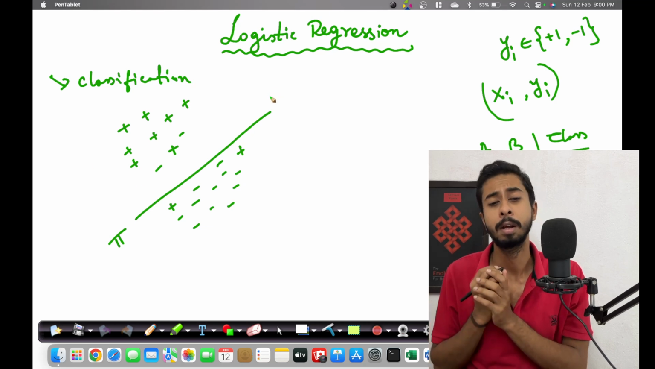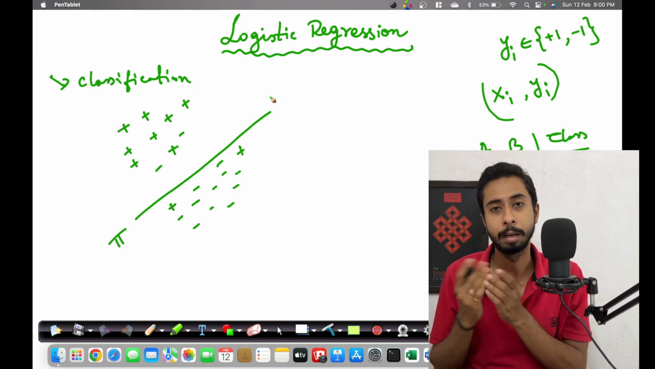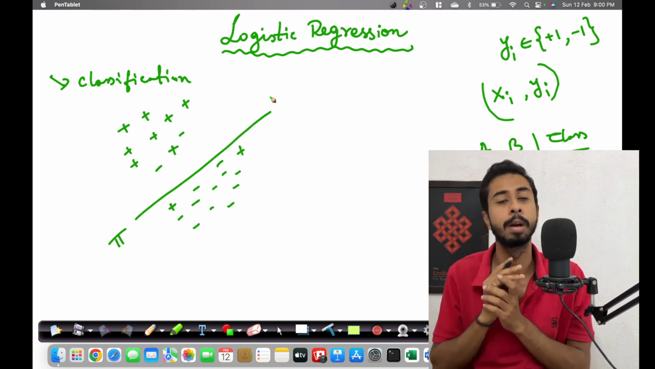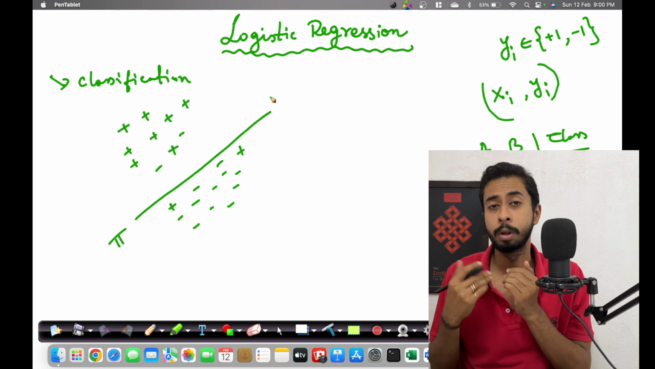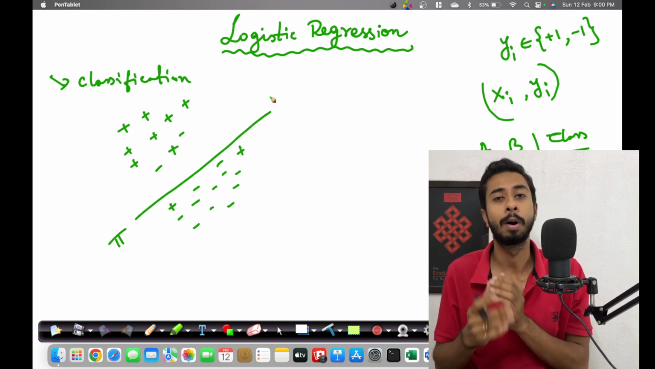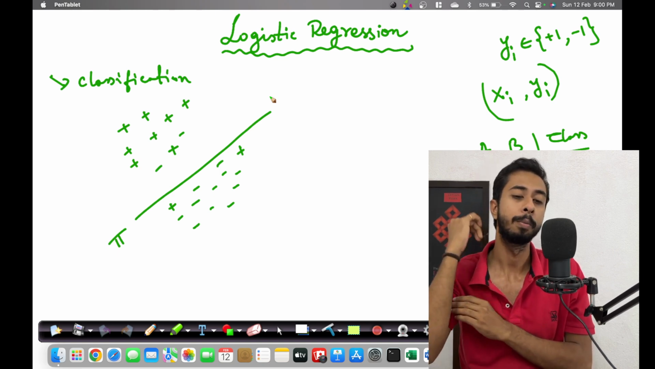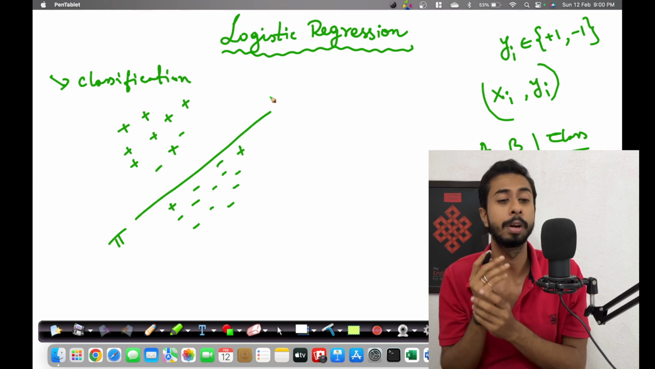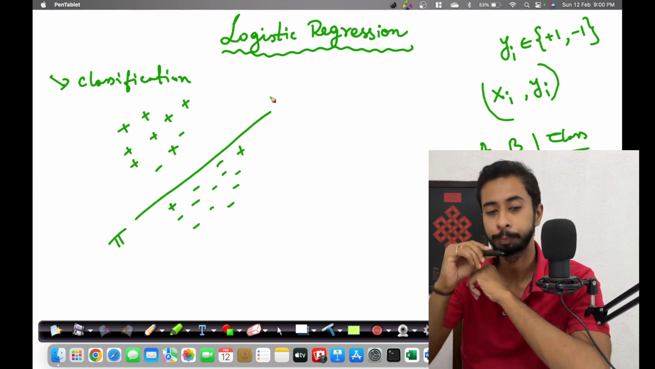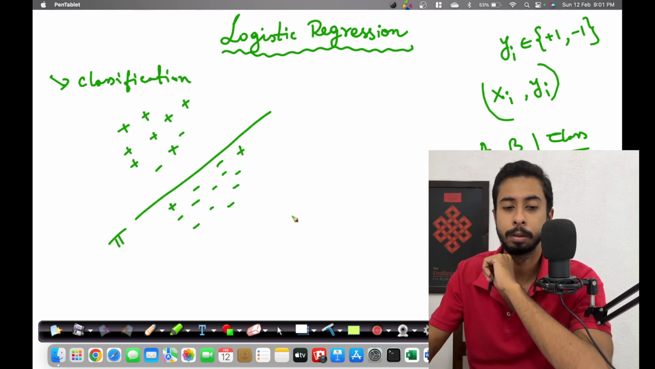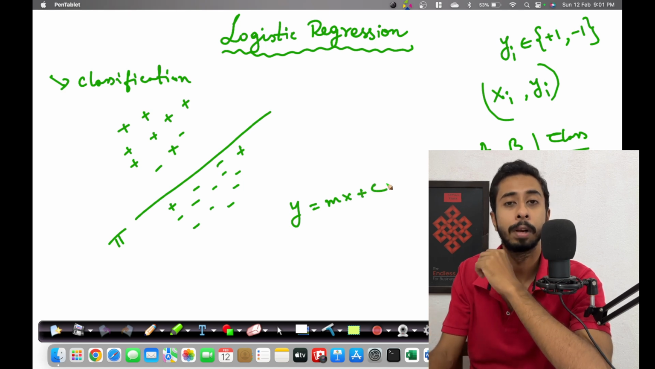Now what is this plane? This is basically a plane or a line which I want to plot. That is our goal, to plot this particular line or plane. We'll be talking about a plane because we want this to work in n-dimensional space as well. But for simplicity, we are talking about the line that works in 2D. This line is what we want to find out. You have seen y equals mx plus c. This is the equation of a line in 2D.